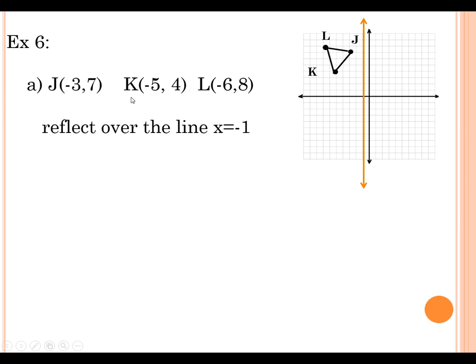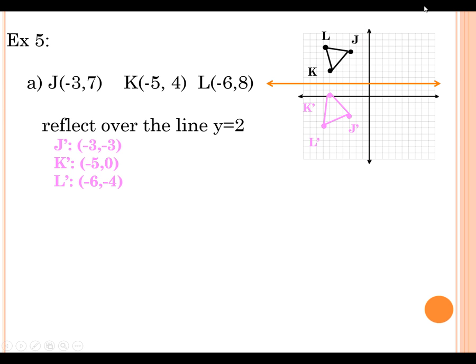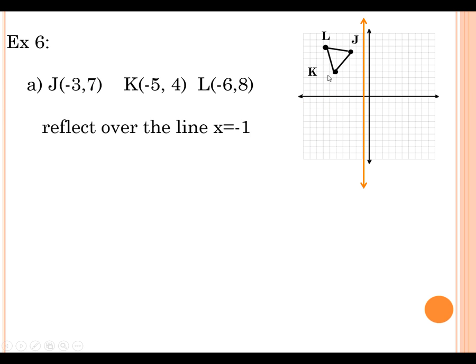So the next one, again, same graph, same J, K, and L. And then I'm reflecting it over the line x equals -1. When it's x equals a number, that is a vertical line that hits the x-axis at -1. So it kind of tells you what point it hits on that axis. If you see here, the line hits the x-axis at -1, so that's a vertical line at -1.